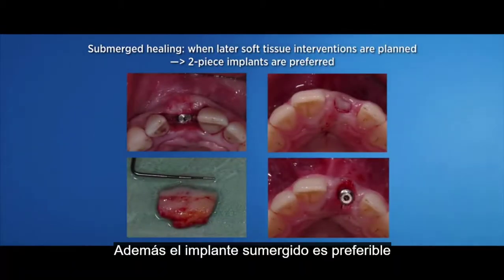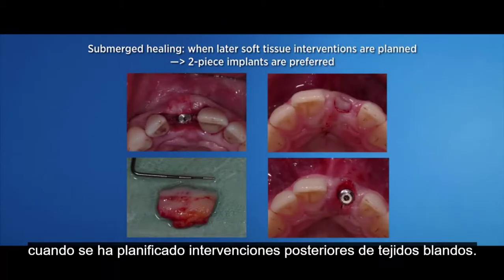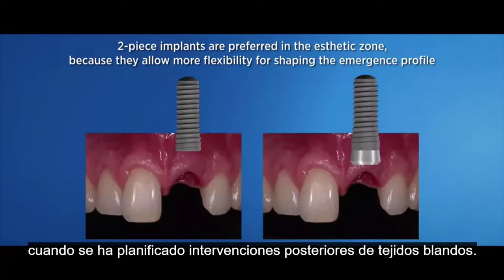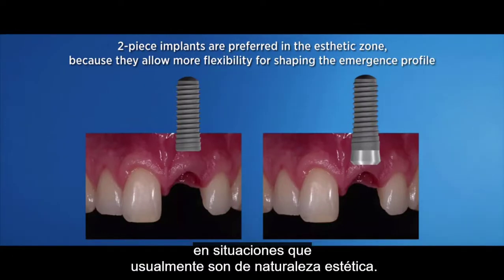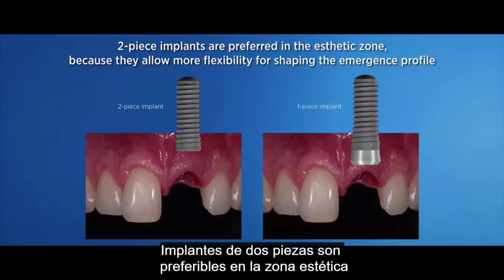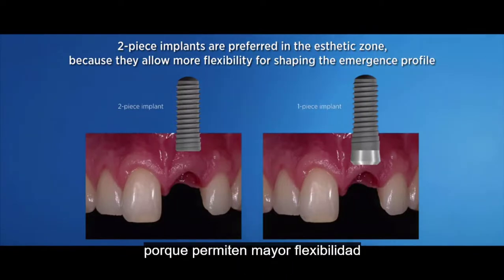Additionally, submerged implant is preferred when later soft tissue interventions are planned. Here again, two-piece implants are preferred in situations which are usually of aesthetic nature. Two-piece implants are preferred in the aesthetic zone because they allow more flexibility for shaping the emergence profile.